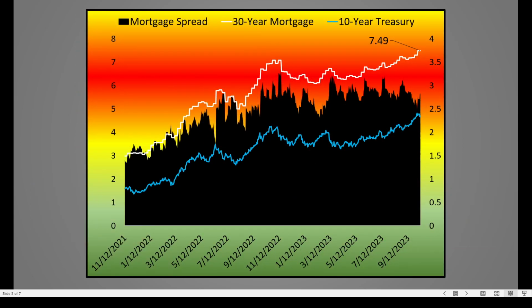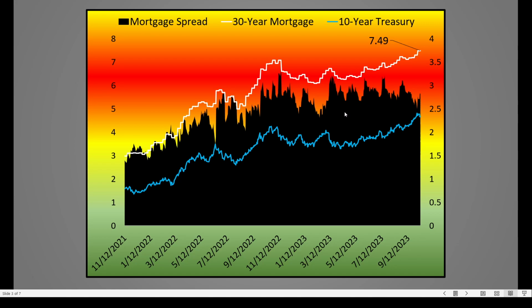Here we see the white line is a 30-year mortgage, which, by the way, is at 7.49%. It's the highest mortgage rate we've seen in quite a long time. We're going to show you exactly how long it's been. The blue line represents the 10-year U.S. Treasury bond, and we know 10-year U.S. Treasury bond yields are also hitting historic highs.